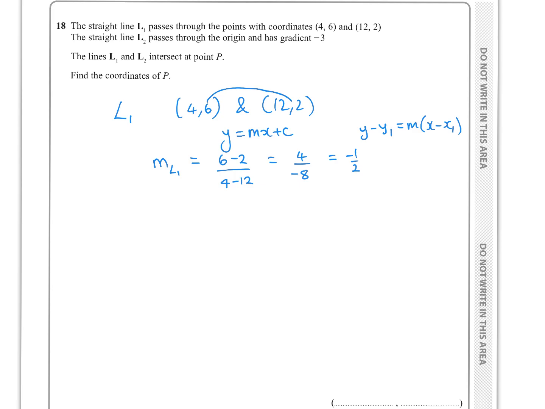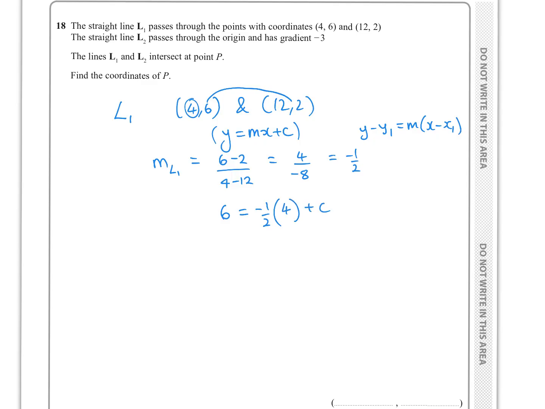And so I'm going to just use y equals mx plus c first. I'll do it both ways if you want, because some of you like different ways. So I'm going to choose a simple coordinate, so (4, 6). So I'm going to let y equal 6, so I'm going to have 6. M I already know, it's negative a half. X I know from this one, because I've chosen (4, 6). I could have chosen (12, 2), it doesn't matter which one.